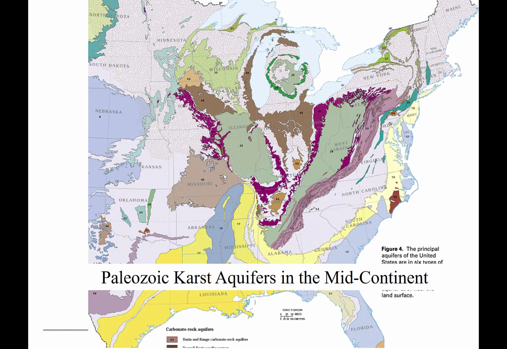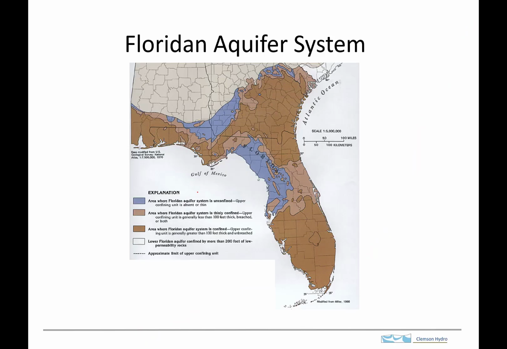These are the Paleozoic karsts at the center of the domes, and then the purple is the Mississippian. The brown is the Silurian. This is Ordovician here in the Ozark Plateau. And we'll also look at the Floridan aquifer system.